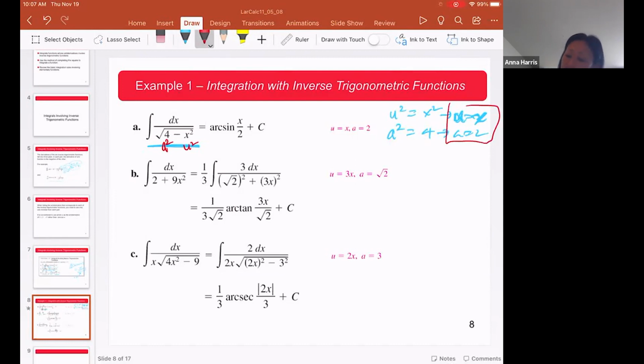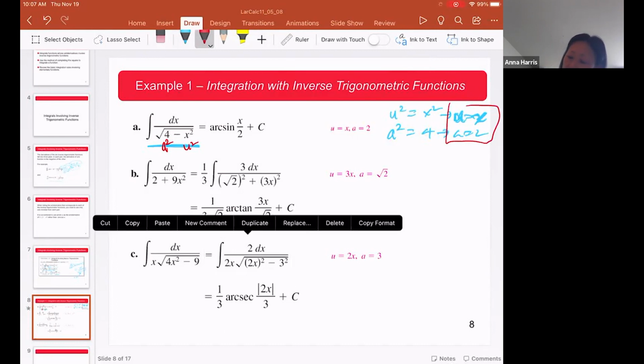Because a squared is equal to 4, you know a is equal to 2. We're looking at the positive number. And because you know u squared is equal to x squared, u has to be equal to x. After that, we simply plug into our formula. The formula says arcsine of x over a plus c. That's why this 2 came from a, the square root of 4.